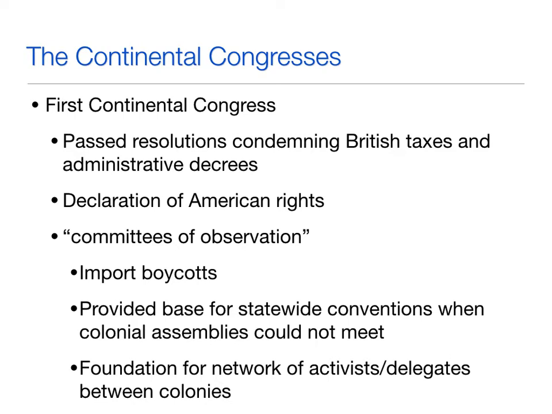And this was important because this is another instance of sustaining inter-colony relations, because now you have an established network of activists and delegates who are working across the colonies, forming the first stages of a national government. Now, this is not a national government yet, but you're starting to see the colonies work together. People are getting to know each other in different parts of the British colonies here in America. This is going to be a really important change going forward.